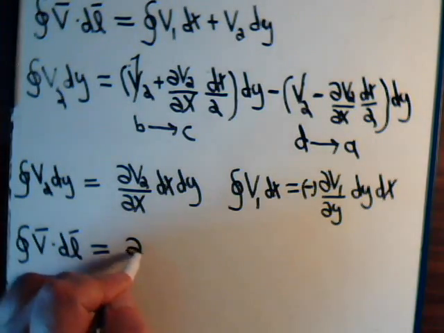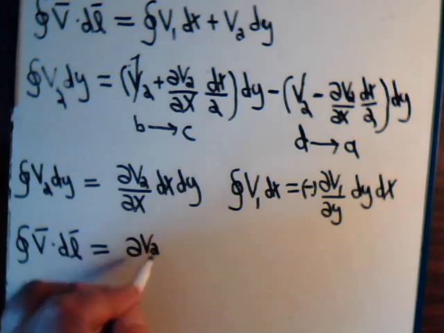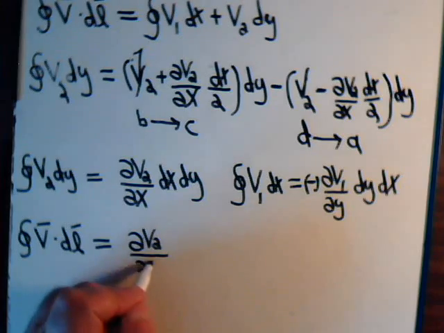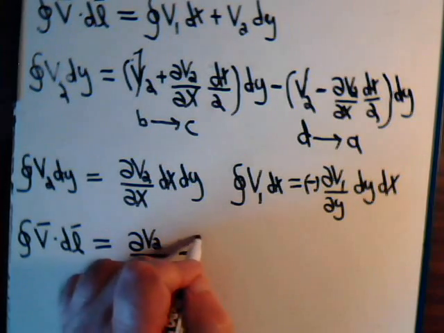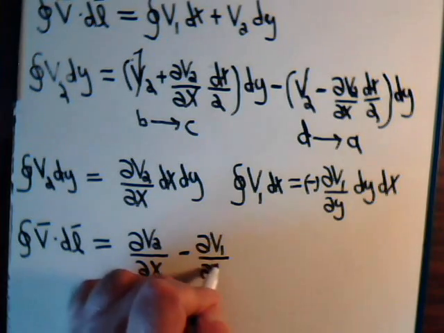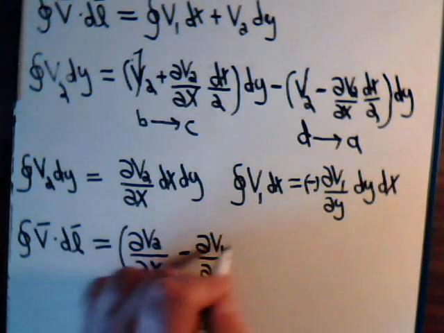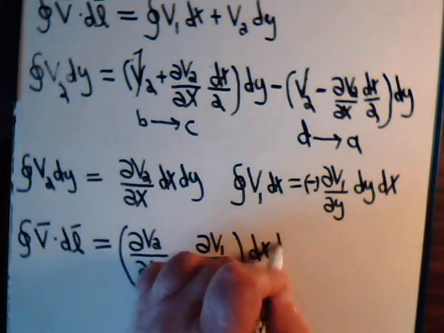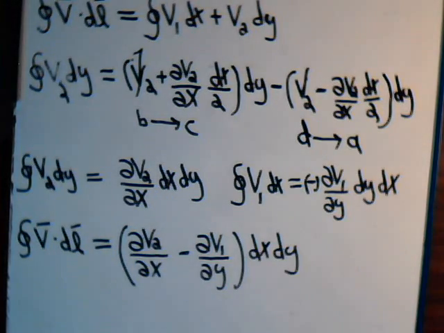So we have the partial of v2 with respect to x minus the partial of v1 with respect to y dx dy. Now remember, our vector v, this is a three-dimensional vector.